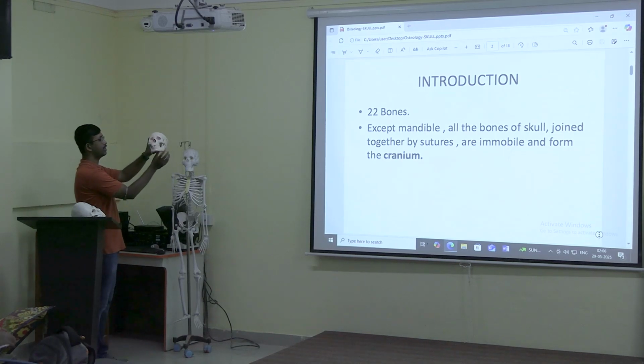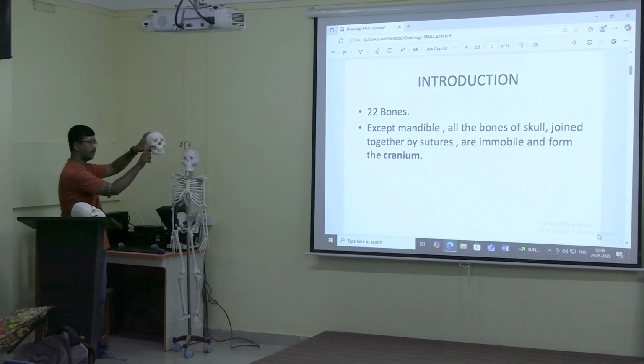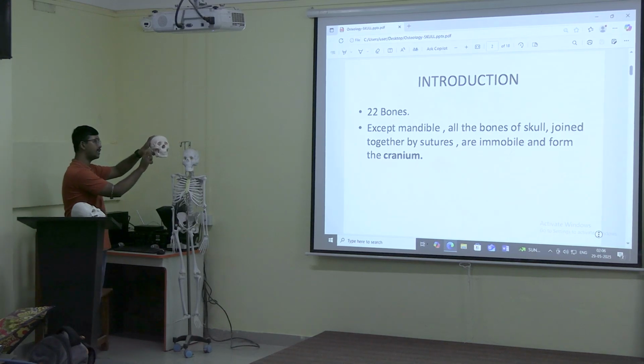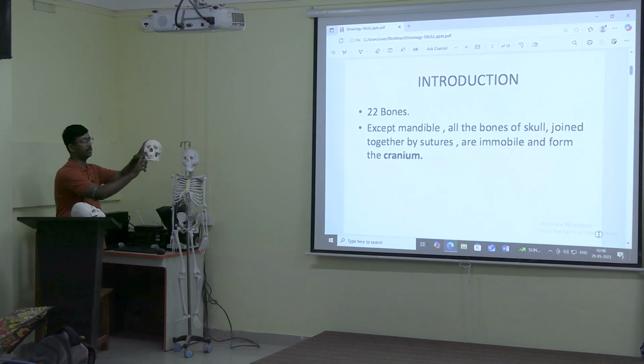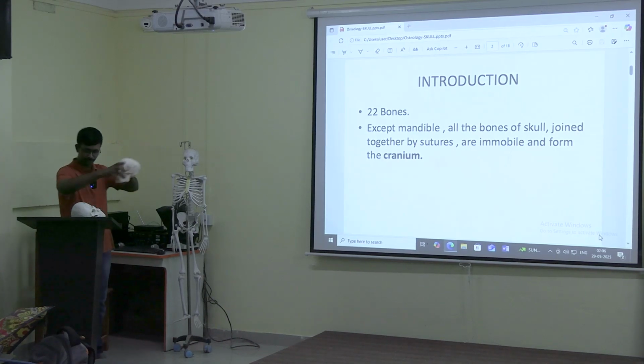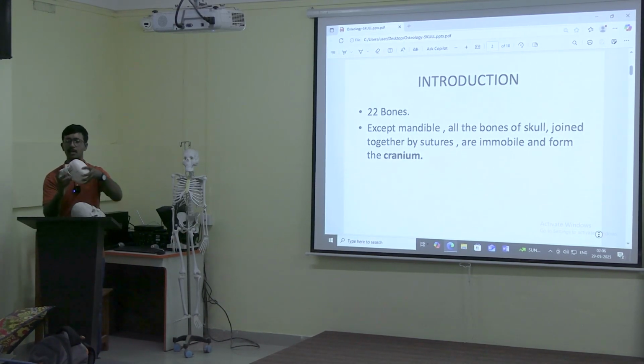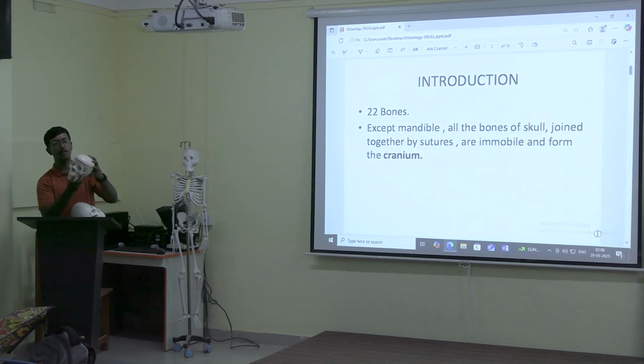So the mandible is a movable joint. It is the temporomandibular joint, as well as a synovial joint. It is a synovial joint, the temporomandibular joint, because it joins the temporal bone and the mandible bone.